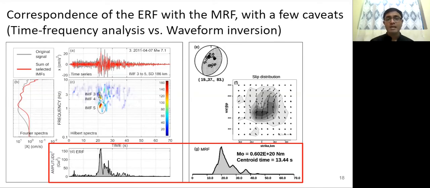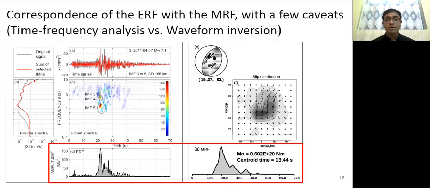Comparing this ERF with the MRF, or moment rate function, from teleseismic waveform inversion, we see that they have similar shapes. This correspondence implies that we have represented the source using time frequency analysis tools of EMD and HHT. We note here that our methodology does not involve inversion of the strong motion seismic waveforms. Thus, we do not assume any fault parameters or geometry or apply attenuation or path effect corrections.